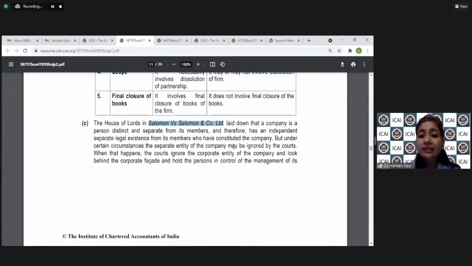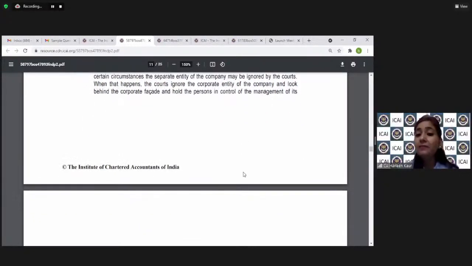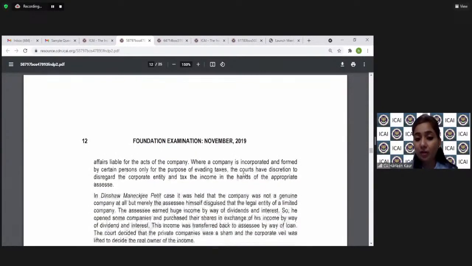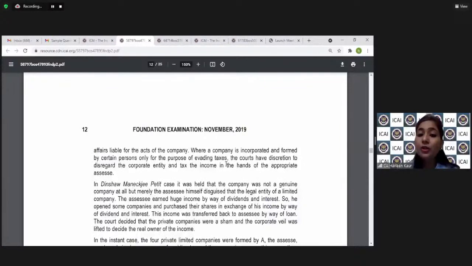But in certain cases, the court needs to ignore this fact in order to find the corporate facade and hold the persons in control of the management. Corporate facade means that if any fraud is happening, then we have to find out who has the entire management and controls the affairs of such company. So where a company is incorporated and formed by a person for evading taxes, then the corporate veil has to be lifted. Then he gives you the second reference.